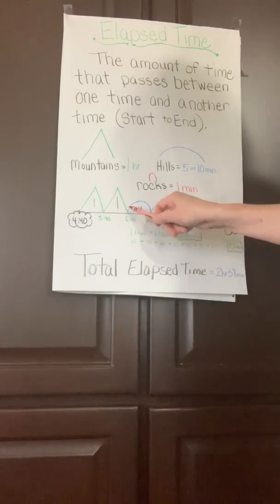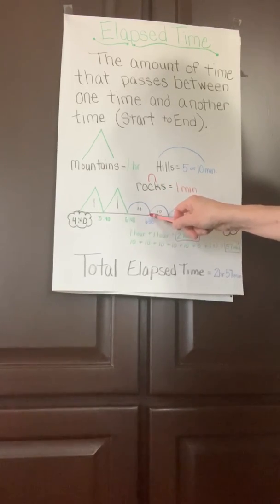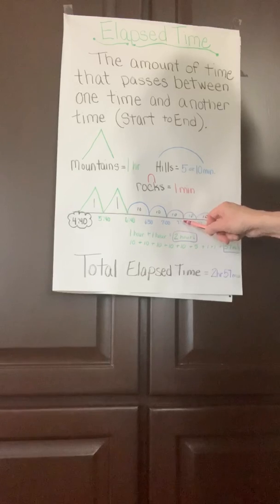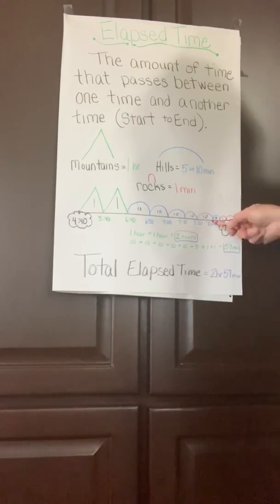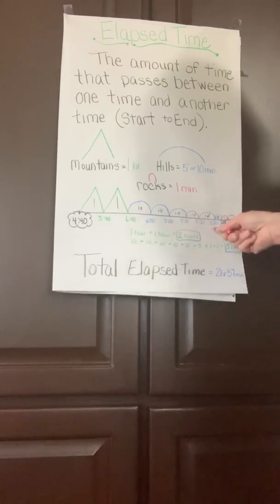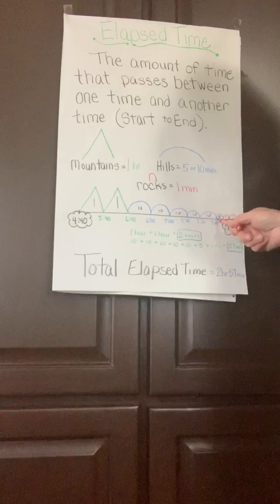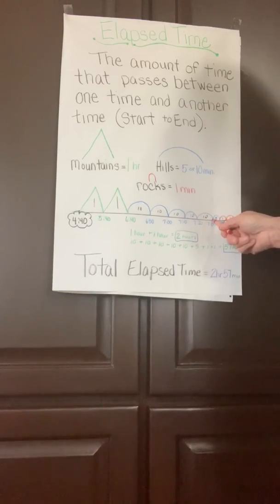So we have 6:40, 6:50, 7 o'clock, 7:10, 7:20, and 7:30. Well, remember from 7:30, we're only going up to 7:37. So we can't use 10s anymore. So let's use a 5. So from 7:30 to 7:35 is 5 more minutes.